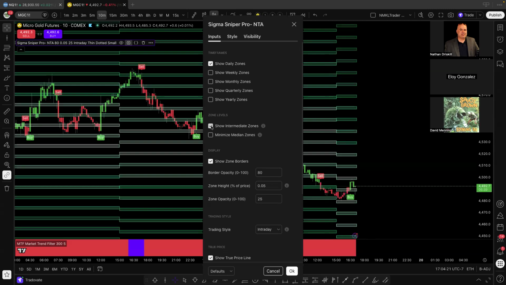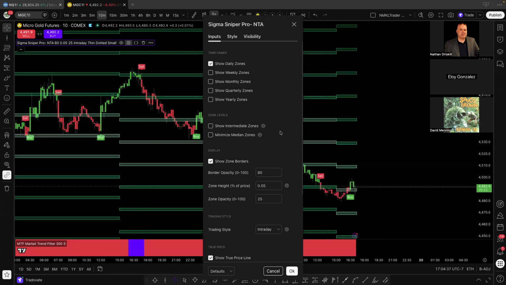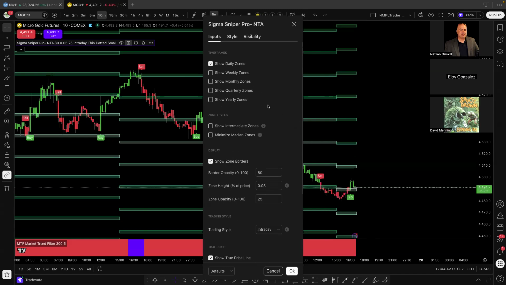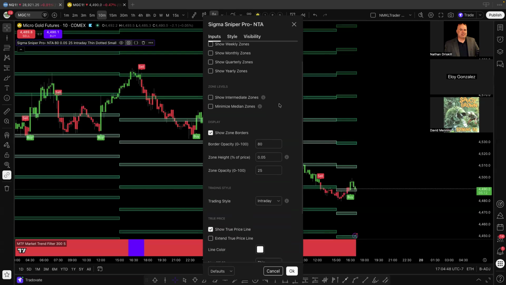All right. Now, for a lot of us, that's probably too cloudy on your charts, but that gives you a little bit more clarity sometimes if you're looking for a really close support and resistance. I like to keep those unchecked. Now, for my display, up here, well, let's start off with first time frames. I check the daily zones because with futures, we're trading based on the day.